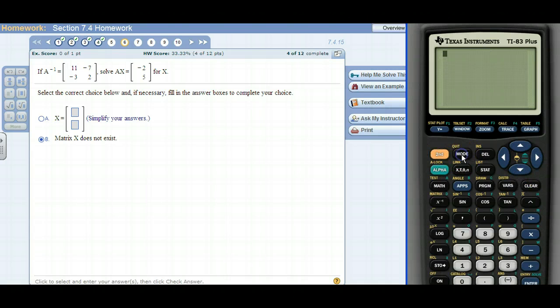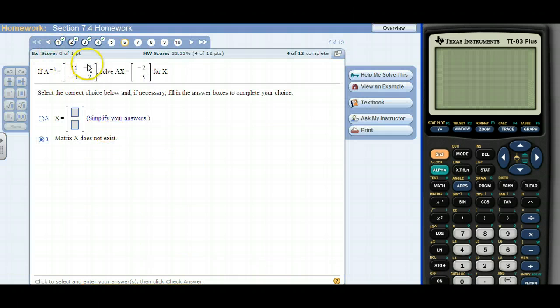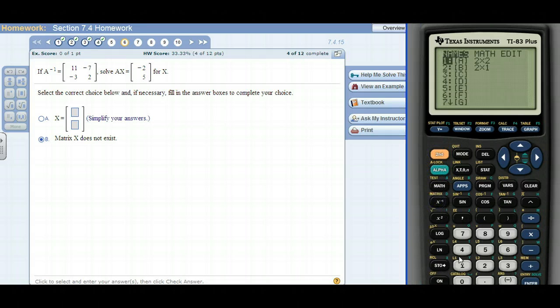Alright, and then enter B in, or edit B. It's a 2 by 1. Enter it in as negative 2, 5. Even though I told you right here on this page to do A inverse times that, this is A inverse. What we stored as A is A inverse. So I multiply that times matrix B, and I get negative 57 and 16.